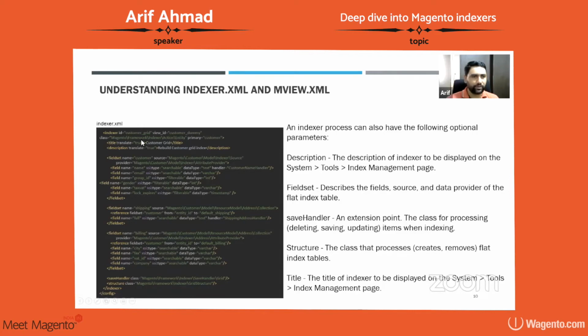I have a slightly different indexer XML here. Again, the same thing, indexer ID and view, but here we have a field set, and this is specific to the customer grid. The description, as I said, is optional, but if we add it, it will be available in the system tools index management page.